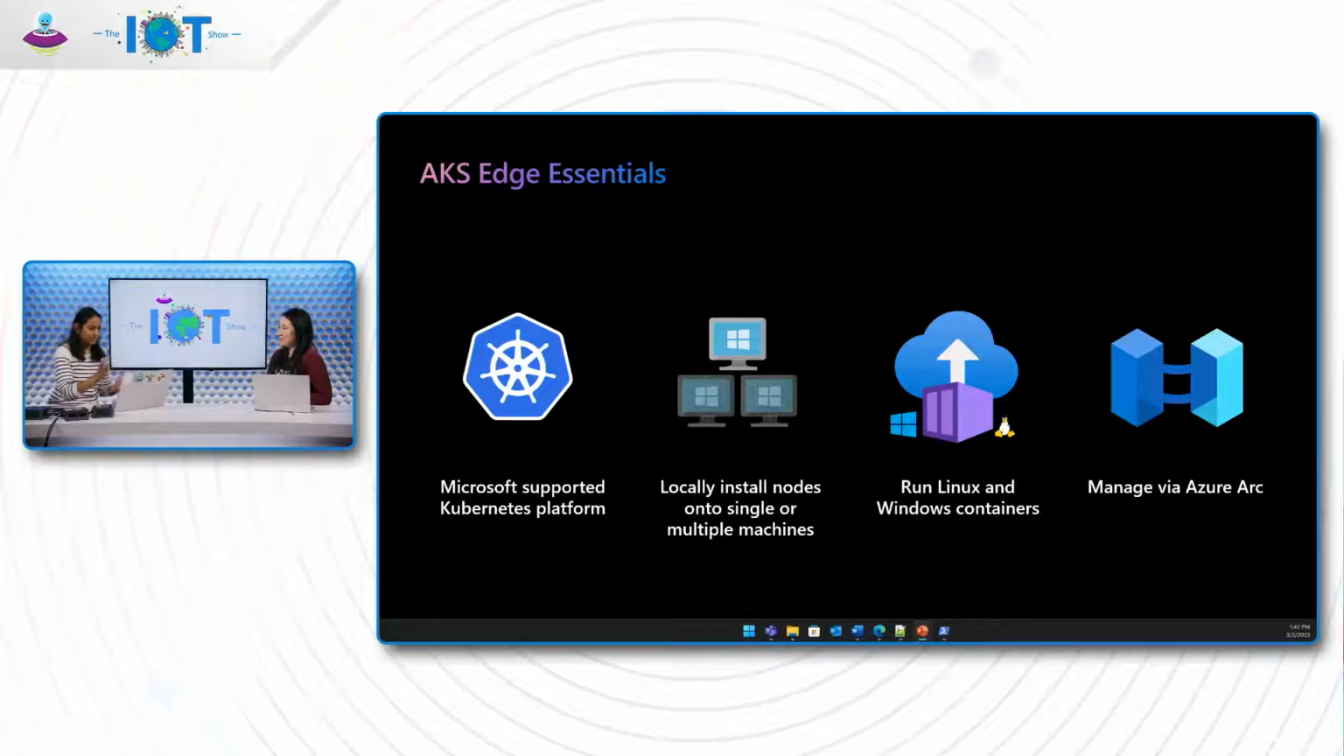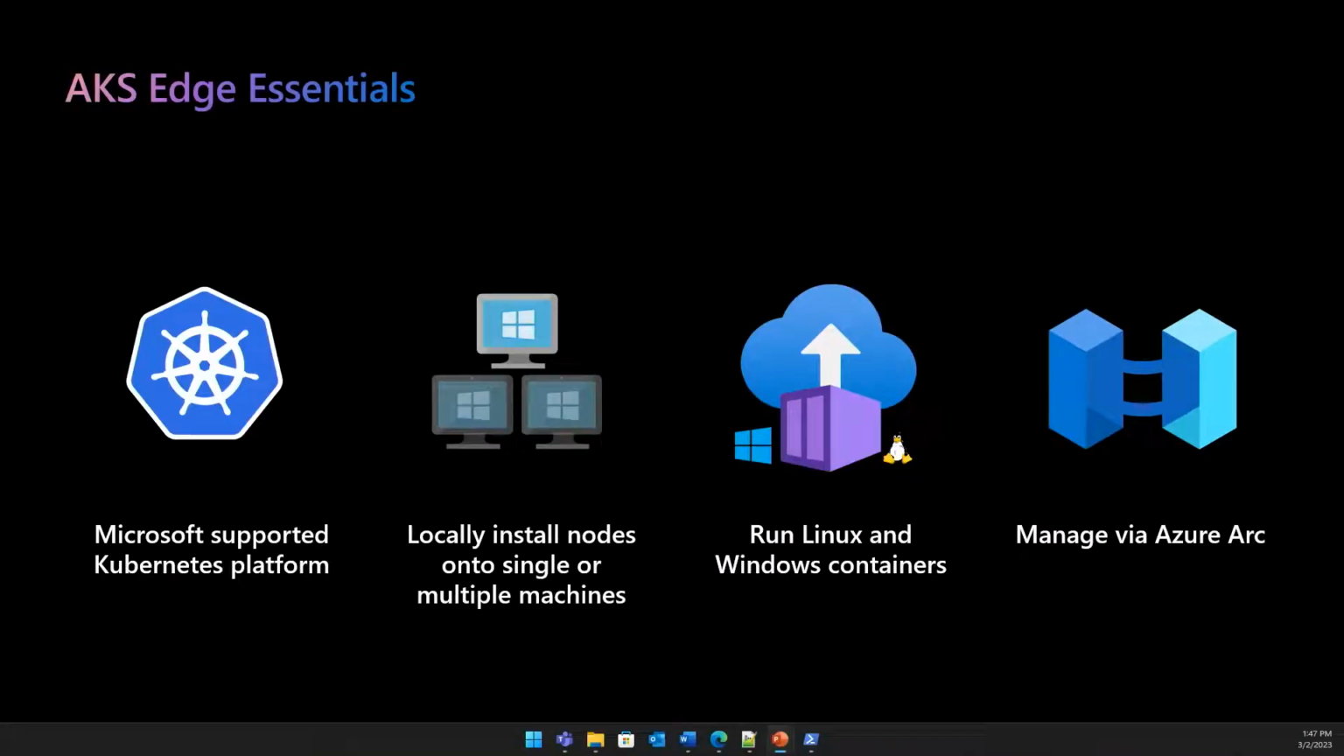So based on this, I've just put the slide together. So it's primarily the Kubernetes platform. You can run AKS Edge Essentials on a single machine or on multiple machines. You can run both Linux and Windows workloads on these machines, and then you can connect your Kubernetes cluster to Azure using Azure Arc. So it's all of this packaged together in a very simple app-style experience. You get it as an MSI, you install it on a box, you can install it on your laptop, and you can get going with Kubernetes right away.